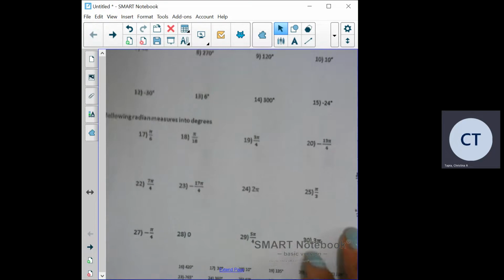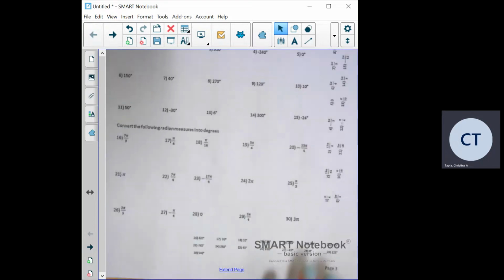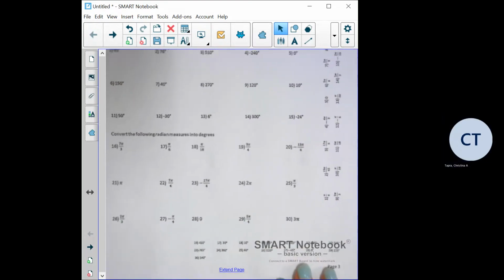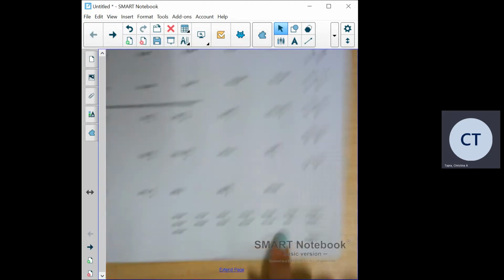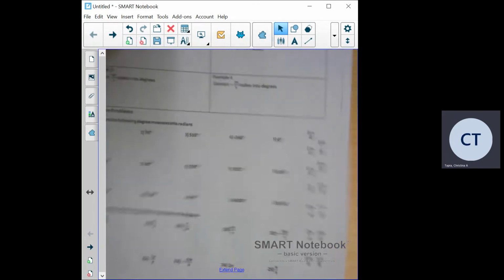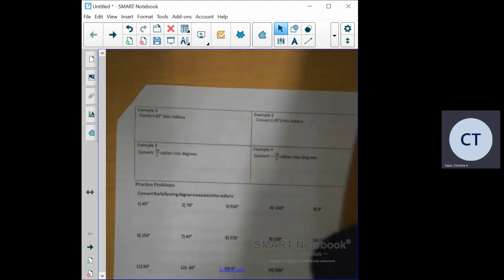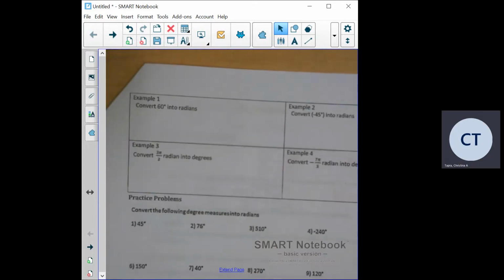As you notice, all of the practice questions on this page have what? They have the answers along this side here and along this side here. So obviously I'm not going to go through those because you can do those on your own, but we are going to do the ones at the top. I'm going to do examples 1 and 4. You guys are going to do 2 and 3.